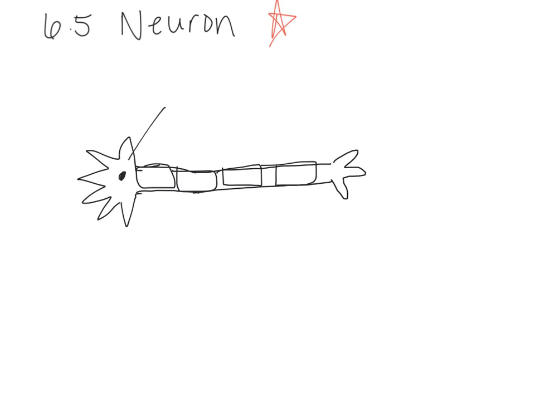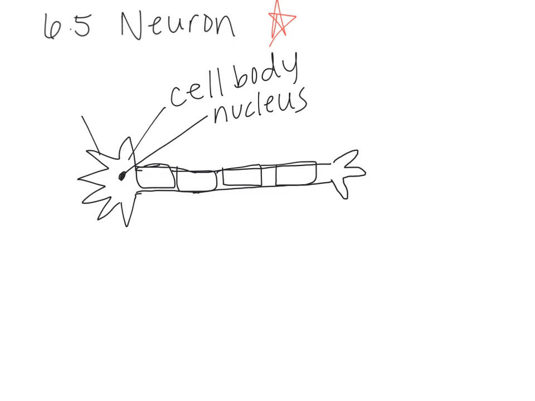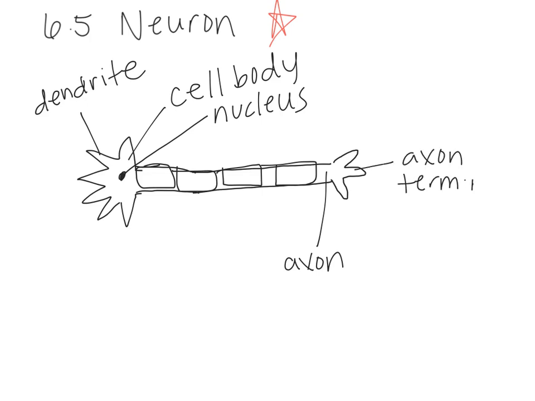So again, to go back here, this is called a cell body or soma. Then we have the nucleus. These spots here that receive the impulse are called dendrites. They receive the impulse. This long part here is called the axon, and it ends in the axon terminals.